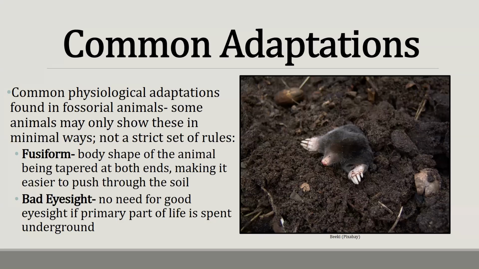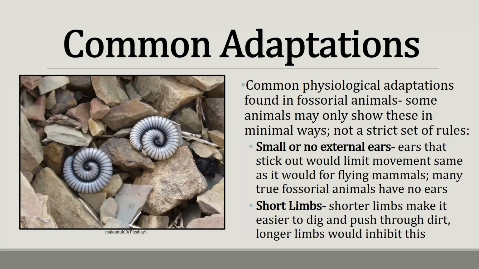They also usually have bad eyesight. If you think about it, it's dark and there's not really a lot to see underground. So animals don't necessarily need to have extremely good eyesight to be underground. A lot of animals have almost no eyesight or really bad eyesight because they just simply don't need it if they live under the soil.